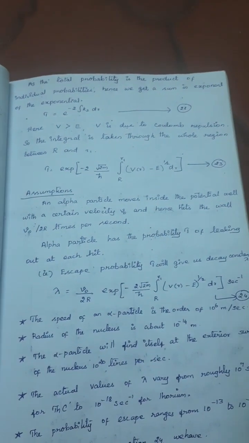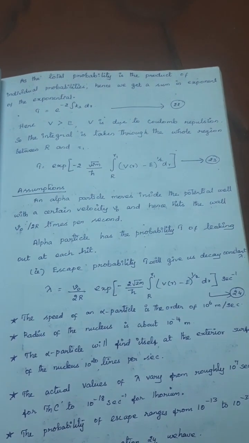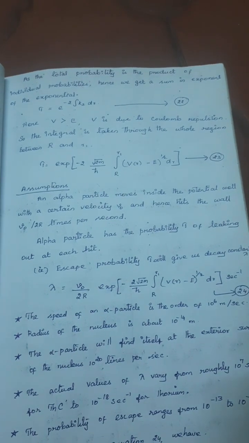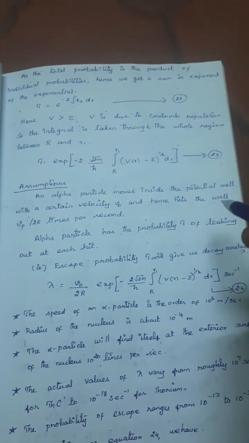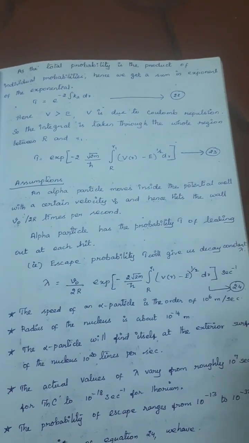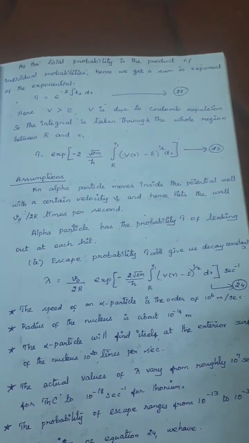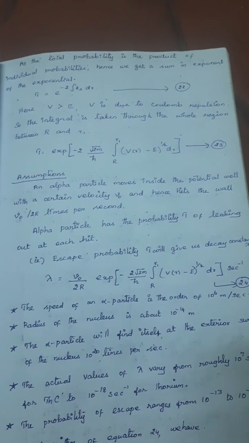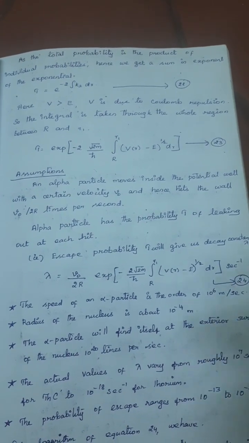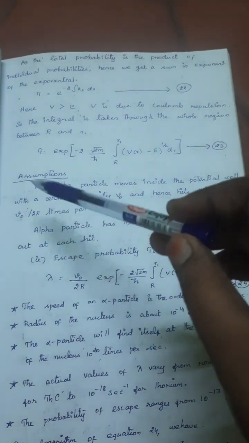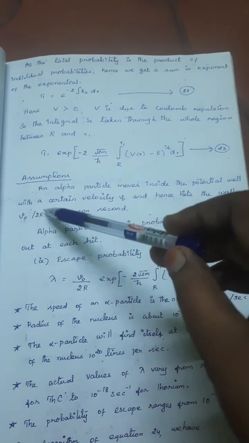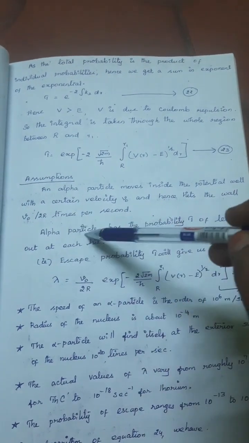So now we have some assumptions. We have considered some assumptions. First, the alpha particle moves inside the potential well with a certain velocity. That means the velocity value will be constant. It is the first assumption. And when it hits the wall, the number of hits will be V0 divided by 2r times per second.